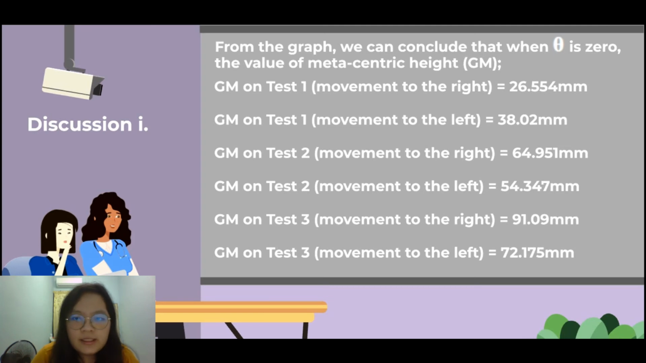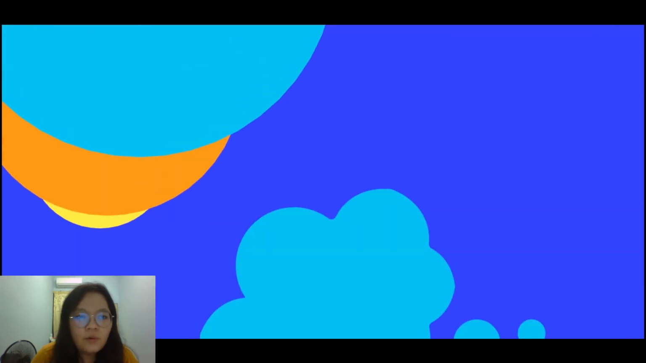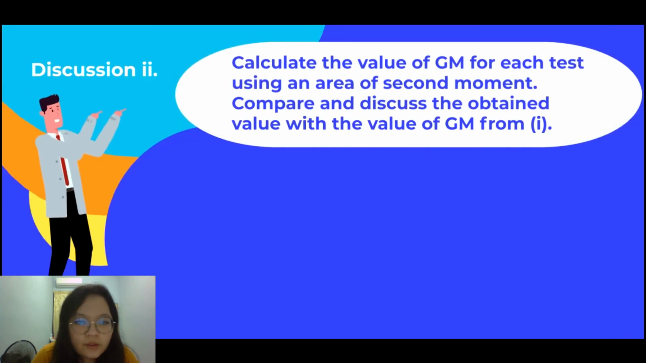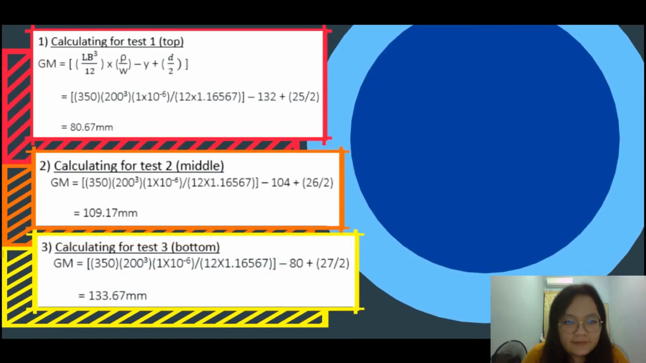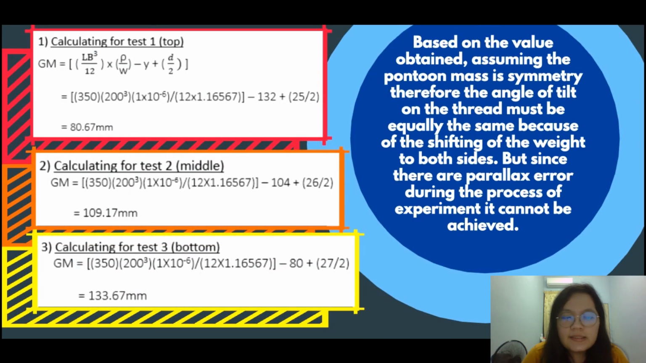Next, we calculated the value of GM for each test using the area of second moment and compared the obtained value with the value of GM from the graph. The result by calculating for test 1, which is from the top, is 80.67 millimeters. For test 2, which is the middle part, it is 109.17 millimeters, while for test 3 it is 133.67 millimeters. The value obtained by calculating differs from the data obtained from the graph.